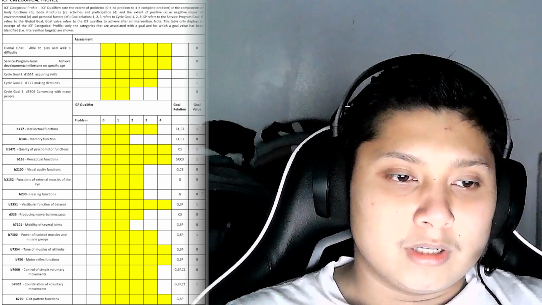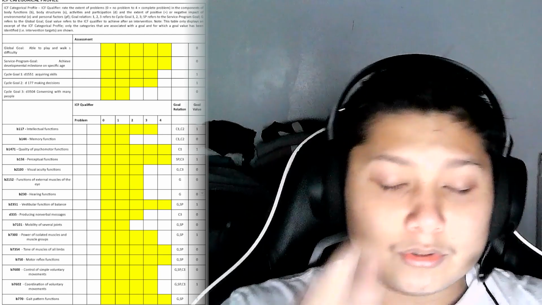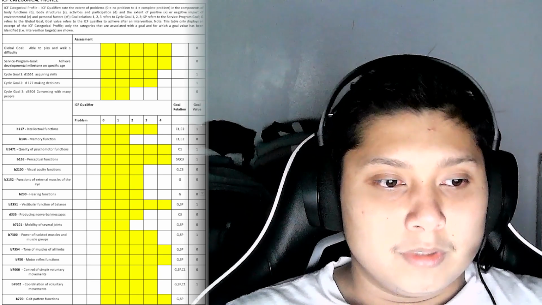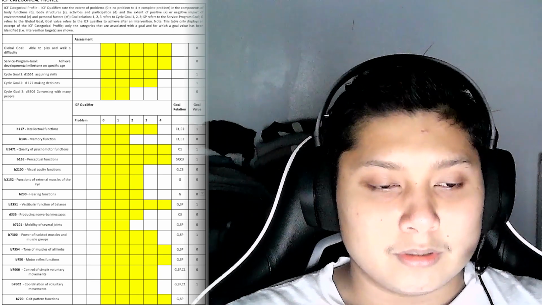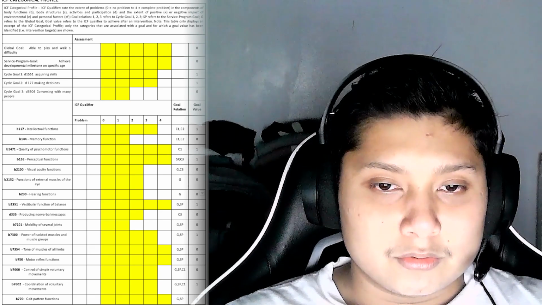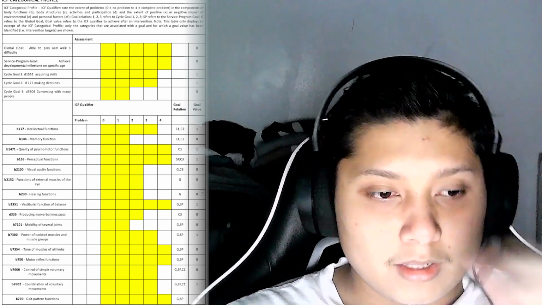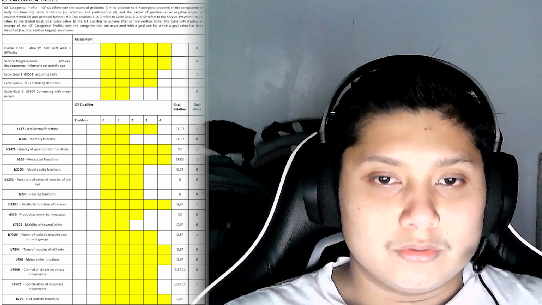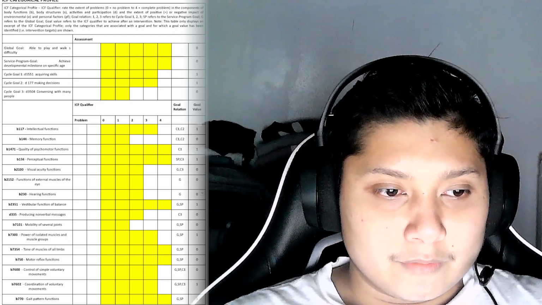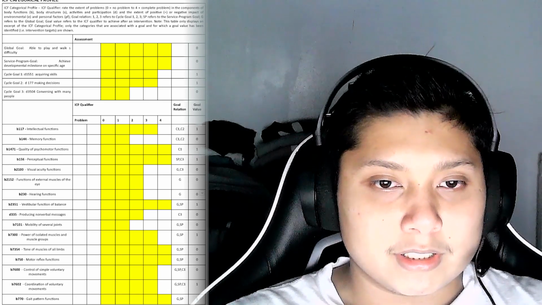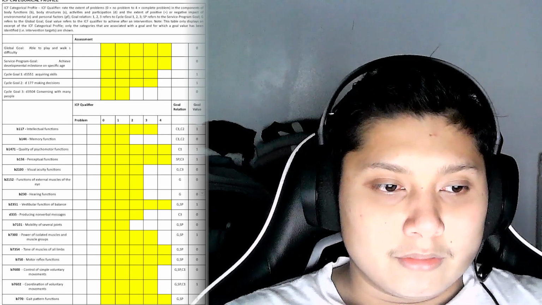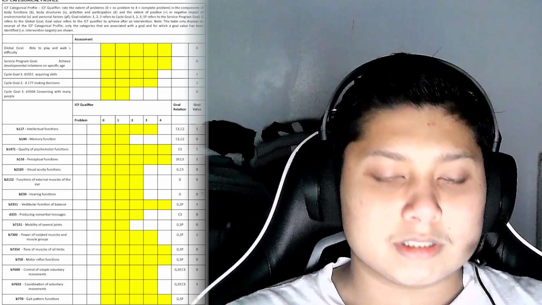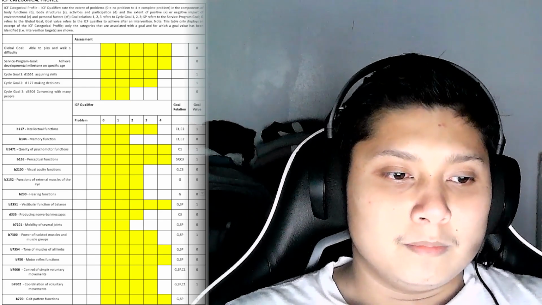B2100, visual acuity functions, graded as 2, goal was 0. B2152, functions of external muscles of the eye, graded as 2, goal was 0. B230, hearing functions, graded as 2, goal was 0. B2351, vestibular function of balance, graded as 4, goal was 1. D335, producing nonverbal messages, graded as 2, goal was 0.